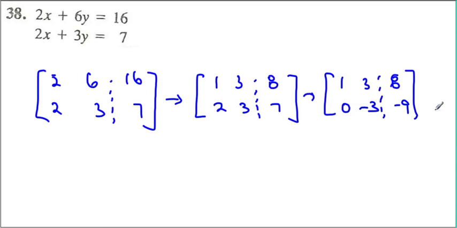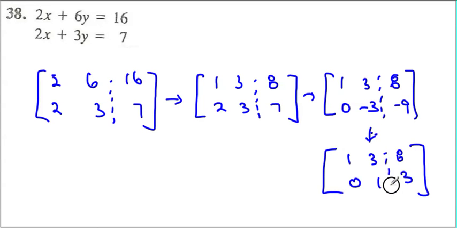And then multiply the bottom one by negative 1/3. We get 1, 3, 8, and 0, 1, 3. I can multiply the second row by negative 3 and add on to the first one. Then I still get 1 and 0 because 3 minus 3 becomes 0, and 8 minus 9 becomes negative 1. And 0, 1, 3.